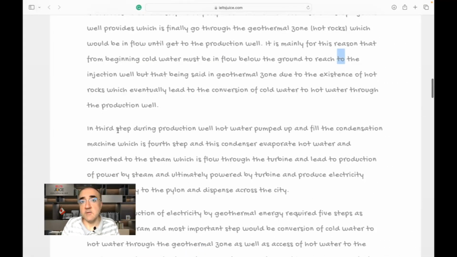An issue with paragraphing. In the third step, during production well, comma, and during production well? Production well is just a well. It's just a hole in the ground. It's not duration. It's not a process. It's an object. It's a phenomenon. I don't know. It's something. There is no duration for that. It's like street. Can you say duration during street? What does it mean during street? I don't know.